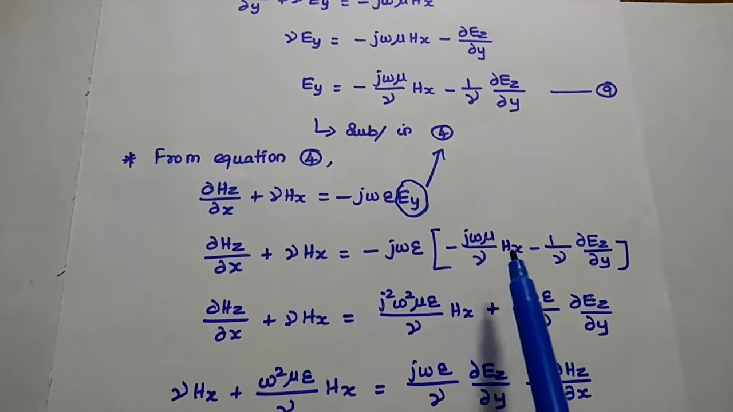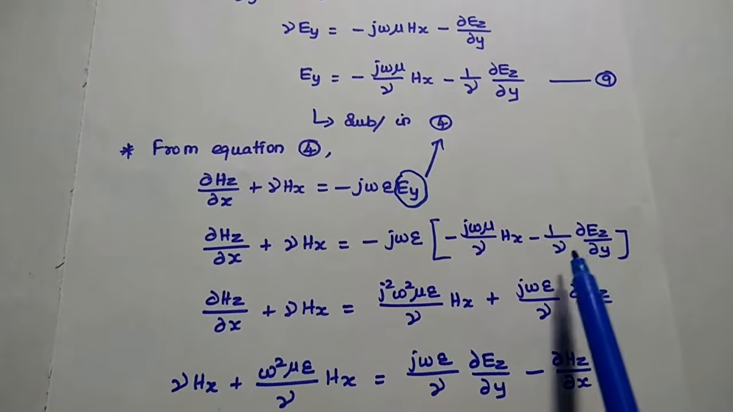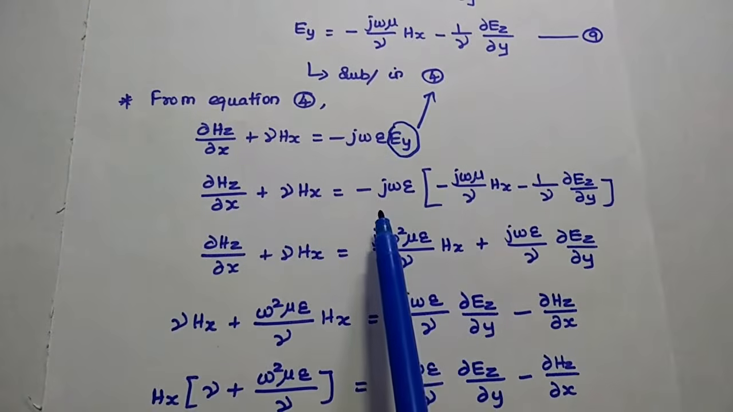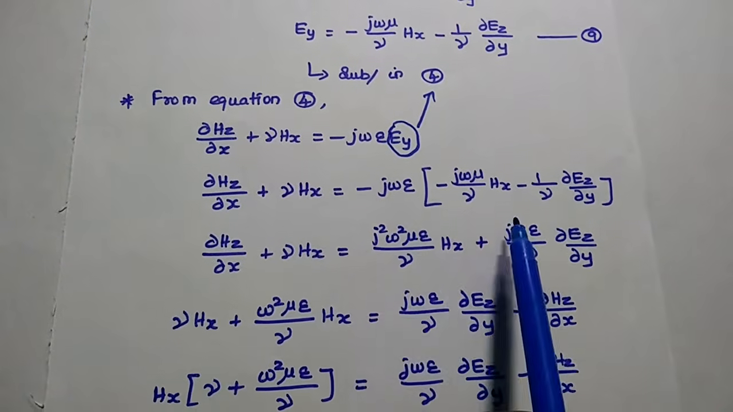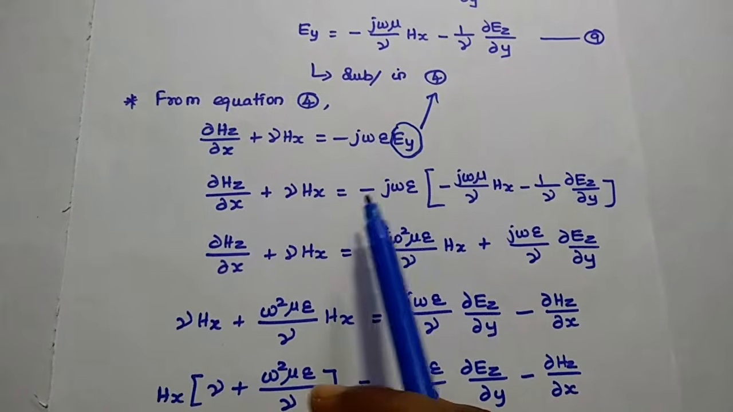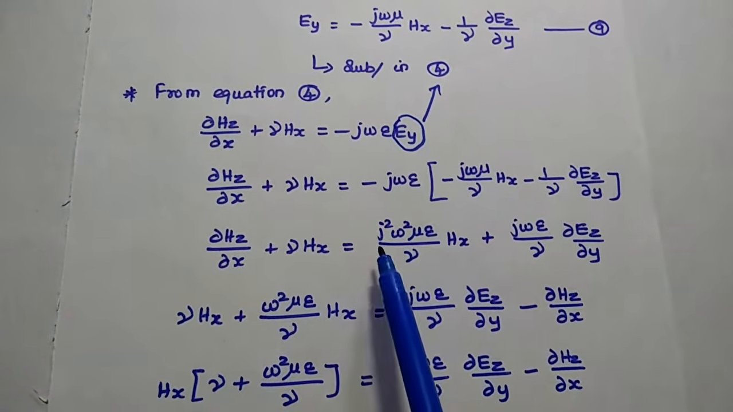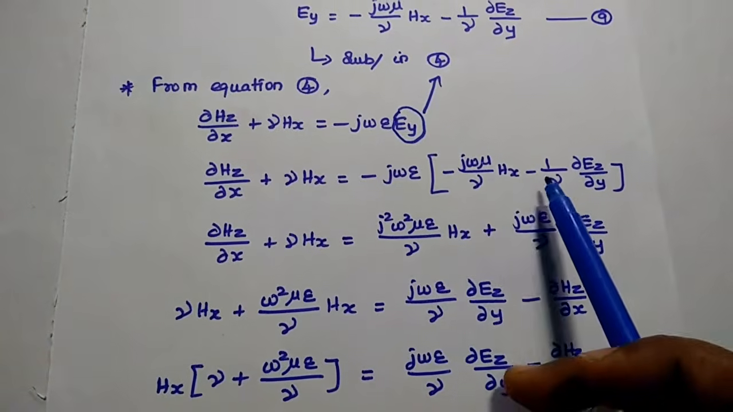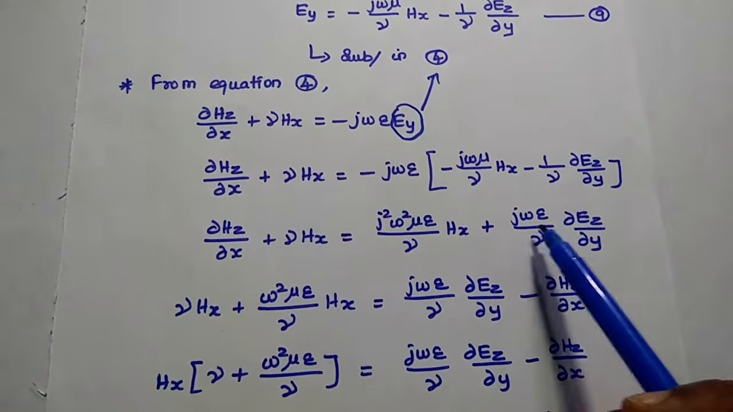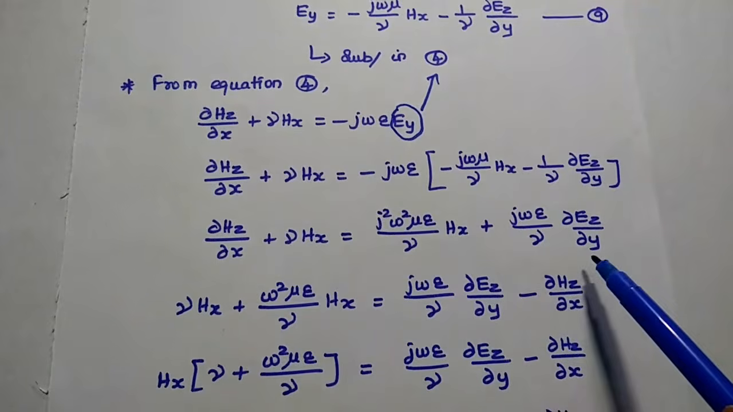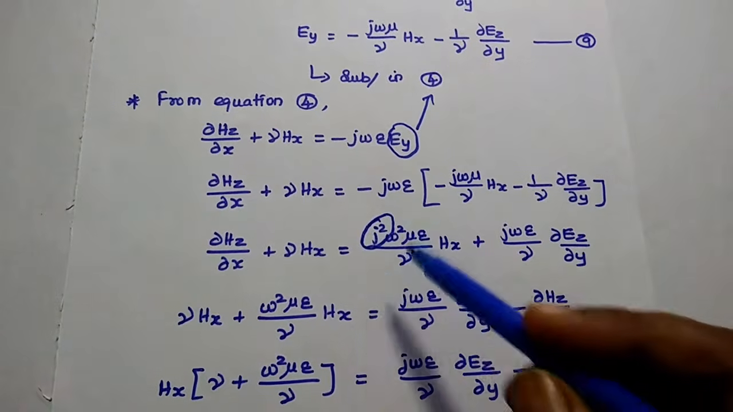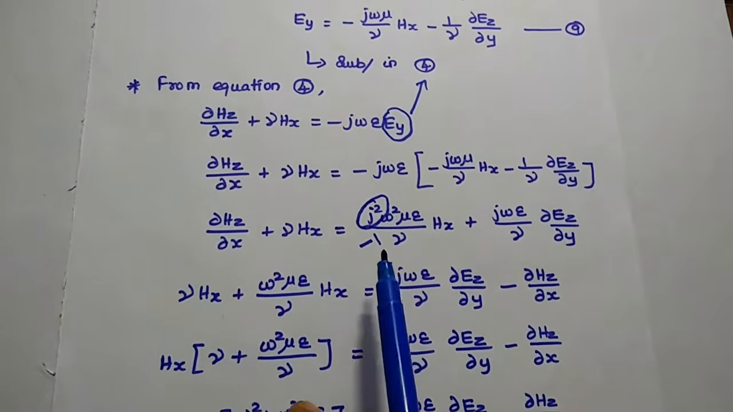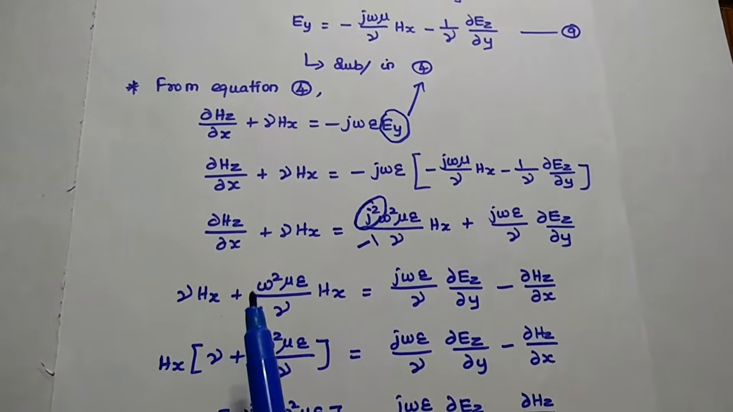Minus j omega mu by gamma Hx minus 1 by gamma dou Ez by dou y. Correct? We can multiply this minus j omega epsilon inside this bracket. Then we get minus into minus plus j squared omega squared mu epsilon by gamma Hx plus, here it is minus into minus, plus j omega epsilon by gamma dou Ez by dou y. As we all know, j squared is equal to what? Minus 1. In the next step, this minus becomes plus on this side.